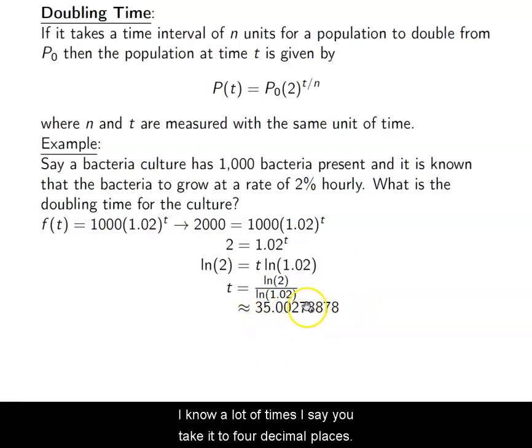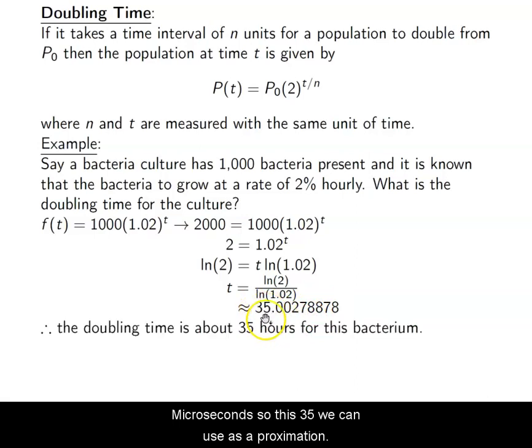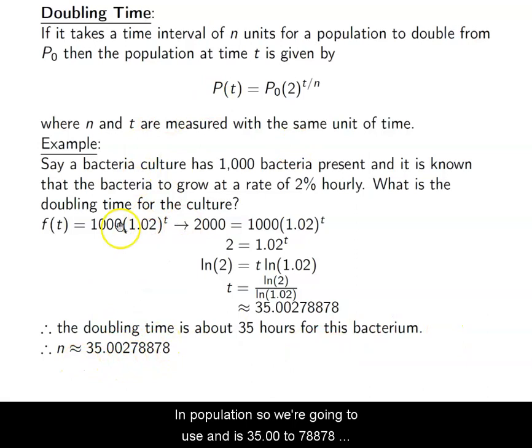A lot of this is unnecessary, right? I know a lot of times I say take it to 4 decimal places, but in terms of an hour, these are like microseconds. You know what I mean? So this 35 we can use as our approximation. It's approximately 35 hours for my bacteria to double in population.